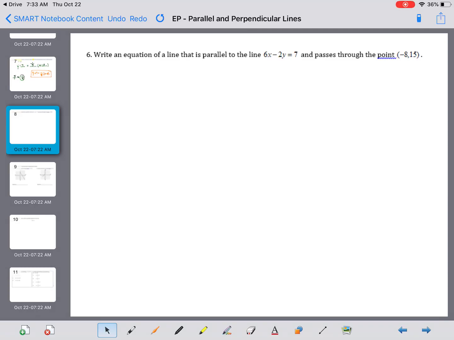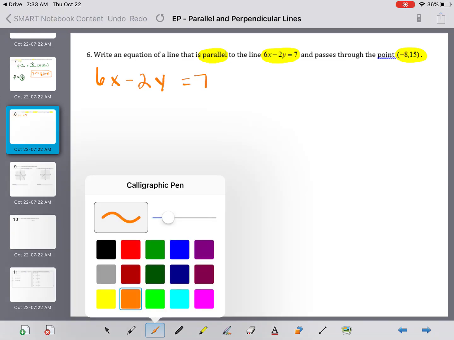For number 6, we want to write an equation of a line that's parallel to this line and passes through that point. Well, parallel lines have the same slope, so whatever slope the original line is, that's going to be the slope of our new line. Problem is we don't know what that slope is because it's not in y equals mx plus b form. So I'm going to write 6x minus 2y equals 7. And we are going to solve for y.